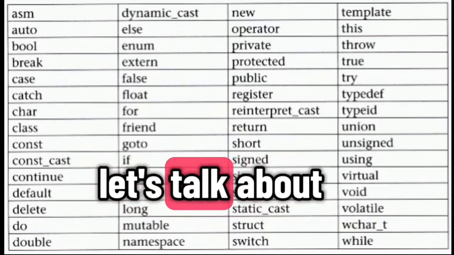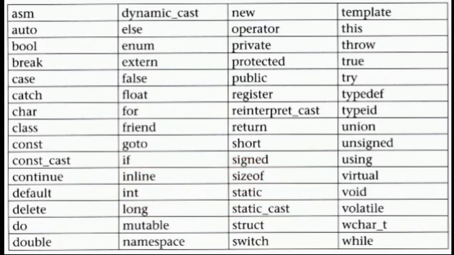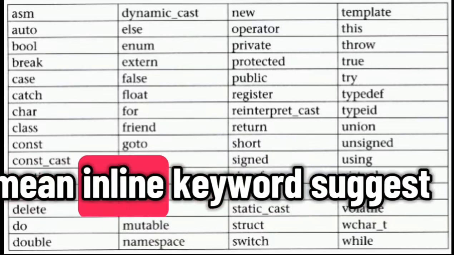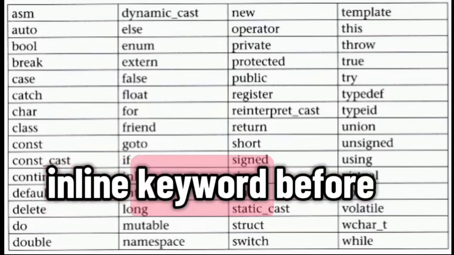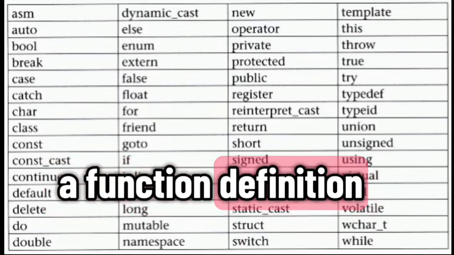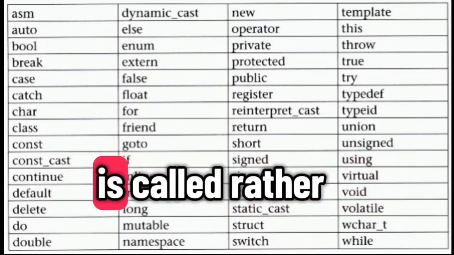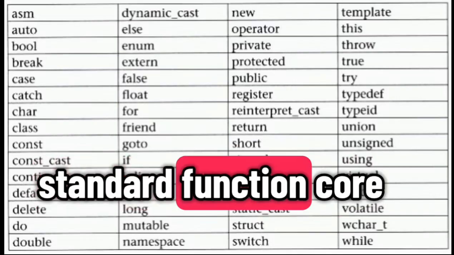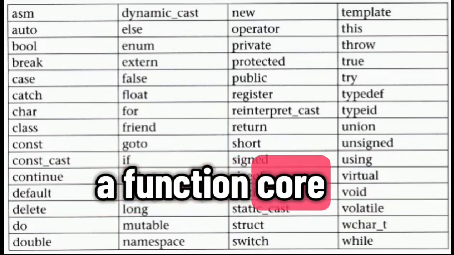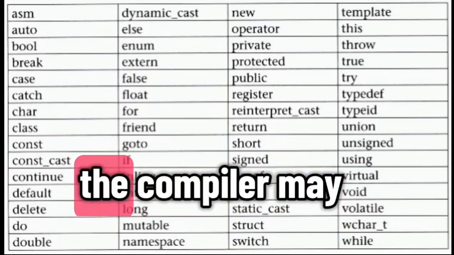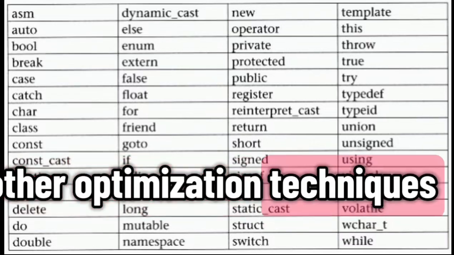Okay, and let's talk about the word inline. How do you use the word inline in C++ programming? You use the inline keyword before a function definition to suggest that the compiler should insert the complete body of the function wherever the function is called, rather than performing a standard function call. This can improve performance by eliminating the overhead of a function call, but it's just a suggestion, and the compiler may ignore it if it sees fit. Interested in exploring other optimization techniques?